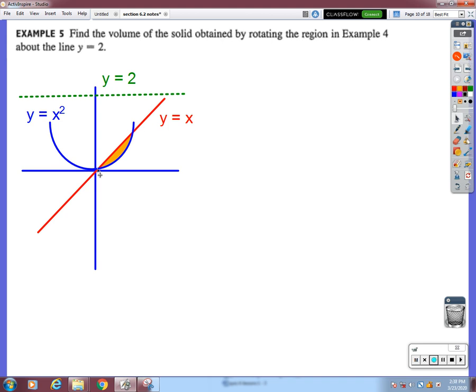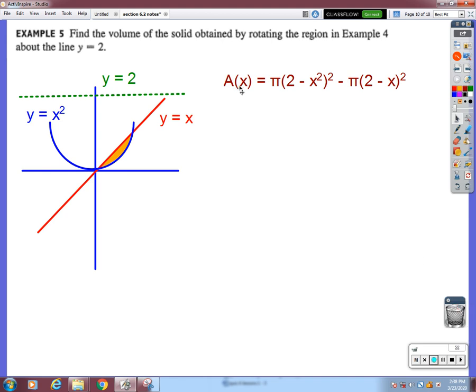I'm going to take the outer curve, which in this case now is y equals x squared, because we're looking for the curve that is the farthest away from our axis of revolution. So that's y equals x squared. So I'm going to go this curve minus the axis of revolution, minus this curve minus the axis of revolution. And so that looks something like this.